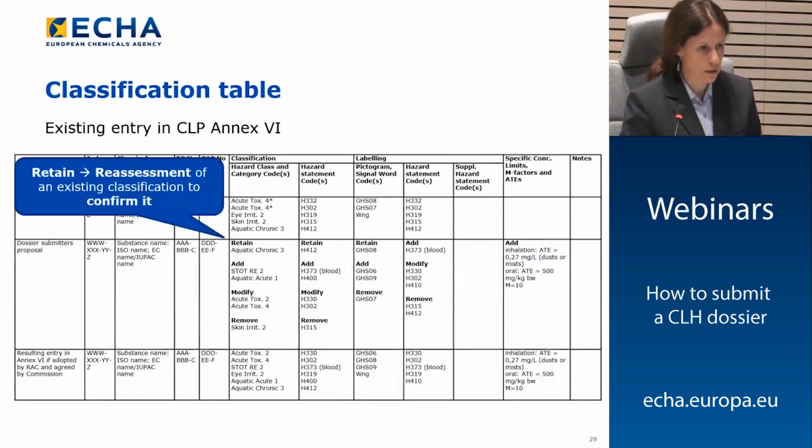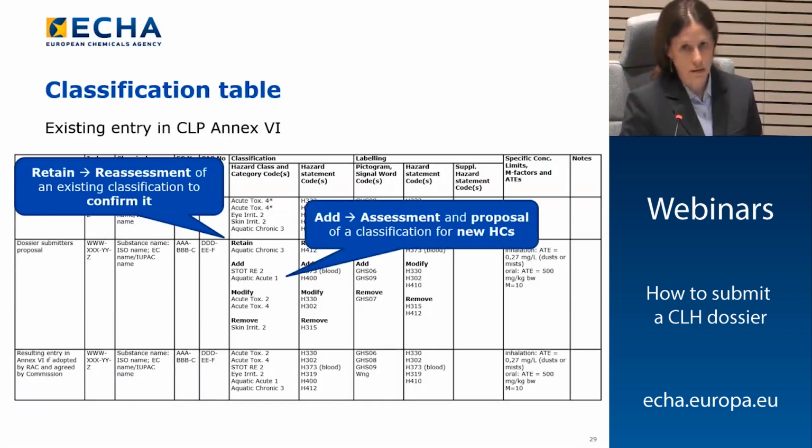Let's go more in detail. The example here is for an existing entry because it has all these retain, add, modify, and remove words that you need to introduce, and sometimes they're not used correctly. So retain is when you have a reassessment of an existing classification and you confirm the exact same classification. In this case, on the existing entry, there was acute chronic 3. The dossier submitter reassesses it and concludes it remains acute chronic 3.